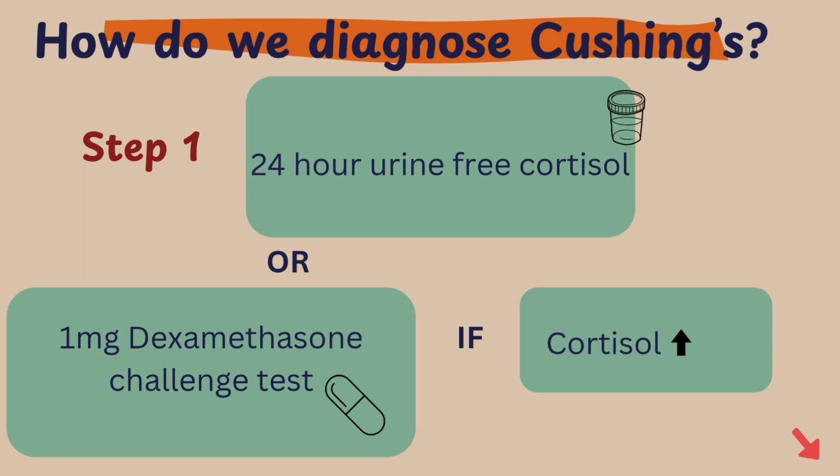Another test that we can do is what's called a low-dose dexamethasone test, which we give our patient 1 milligram of dexamethasone, which is a synthetic steroid, and we see if it can suppress cortisol production. If it doesn't, and there's still cortisol in production, that points us towards Cushing's again.